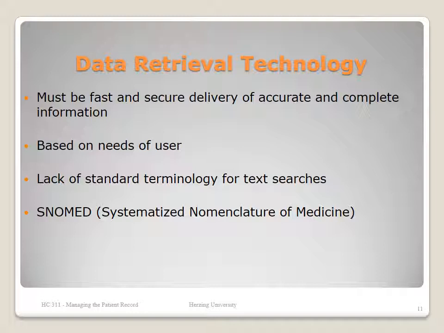The goal overall with retrieval is for information to be gathered fast and secure, and for the information to be accurate and complete. Even with electronic records, there is not always standardized terminology when performing a text search. This issue is being worked on by various organizations. SNOMED is the one that will be adopted in the near future.